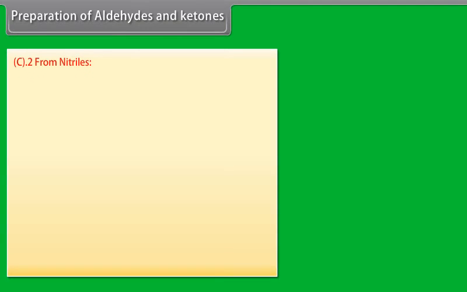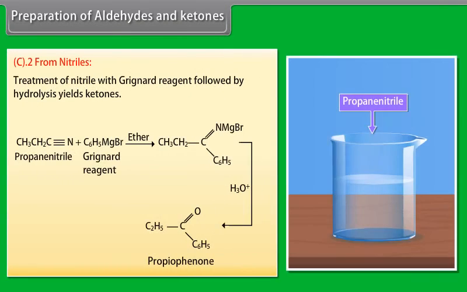By the Gattermann-Koch reaction: treatment of benzene or its derivatives with carbon monoxide and hydrogen chloride gas in the presence of anhydrous aluminium chloride gives the corresponding benzaldehyde.